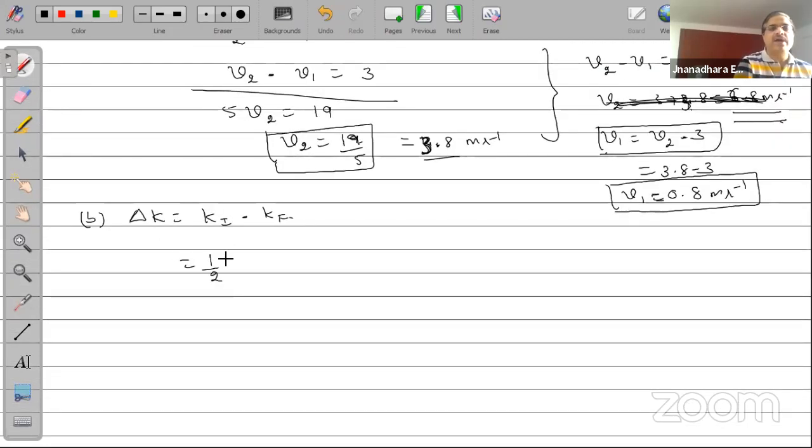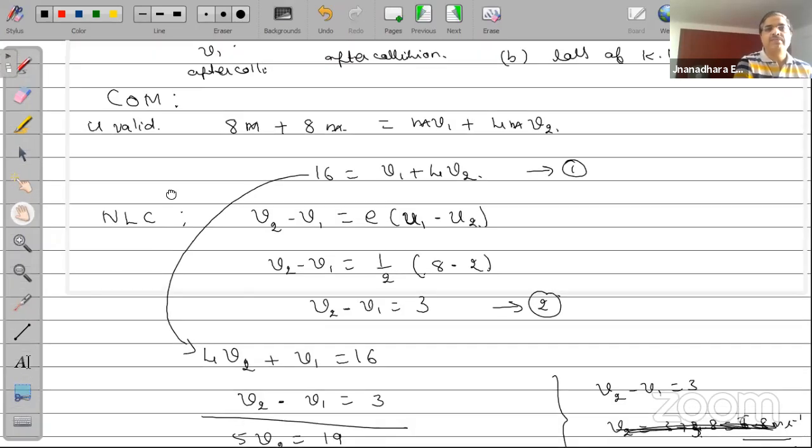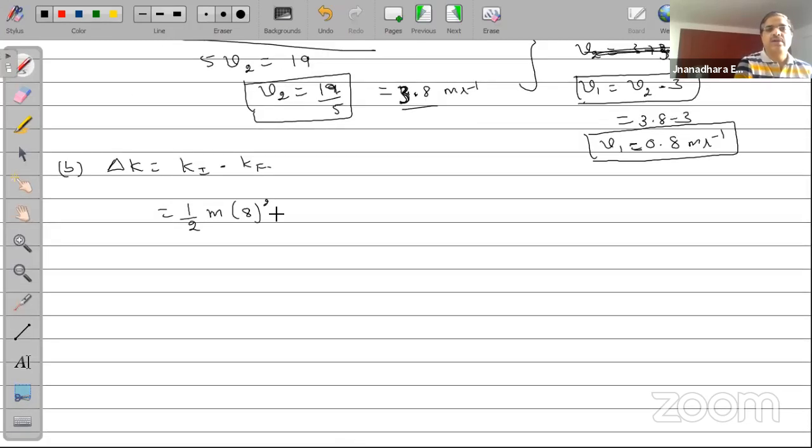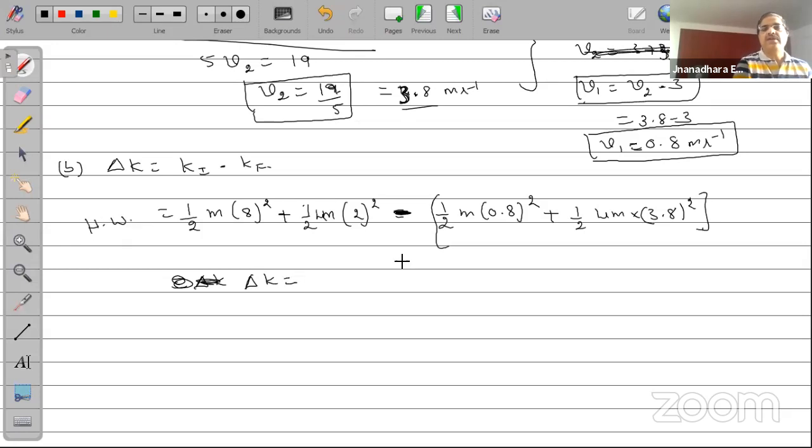So half into the mass of the first particle, which is m. I just took it as m, isn't it? And what is the velocity of this? 8. So 8 square minus half m, 4m into 2 square is equal to minus final kinetic energy, which will be half m into 0.8 square plus half into 4m into 3.8 square. So do this, then you get this delta K. I'm sure that you will be able to work it out and find out for yourself. Simplify this and find the answer.